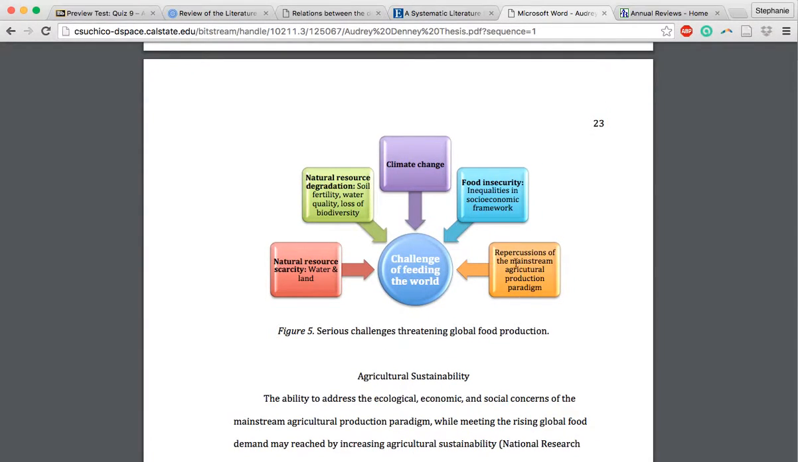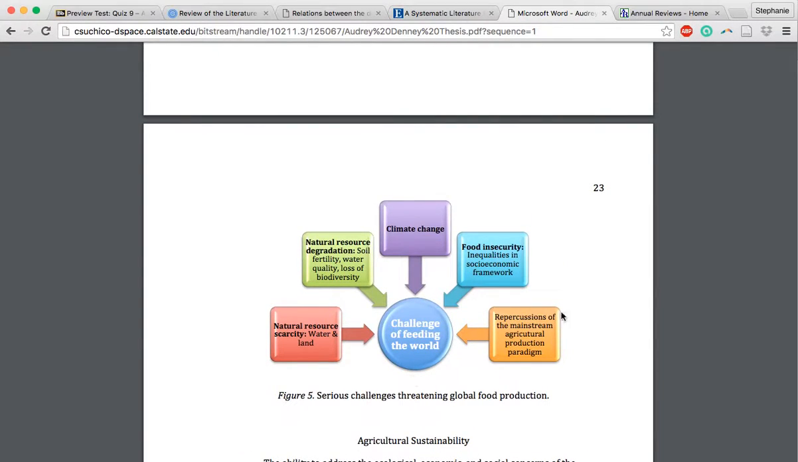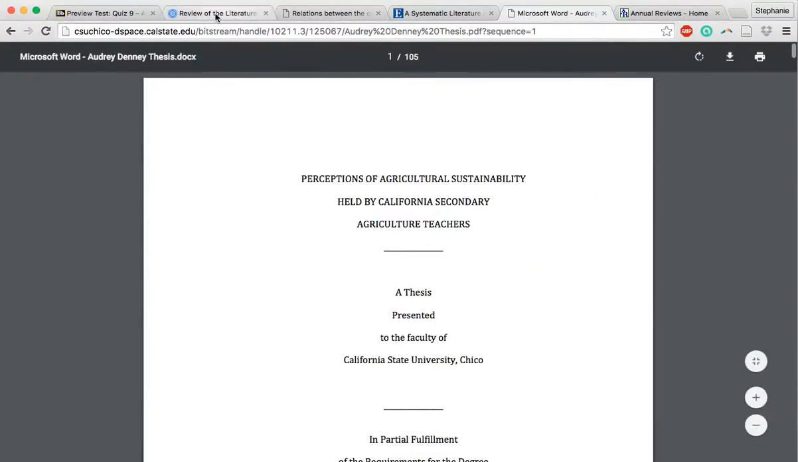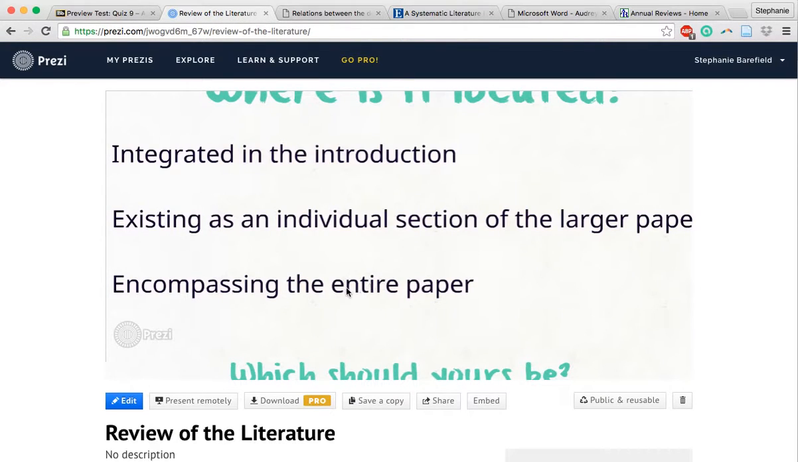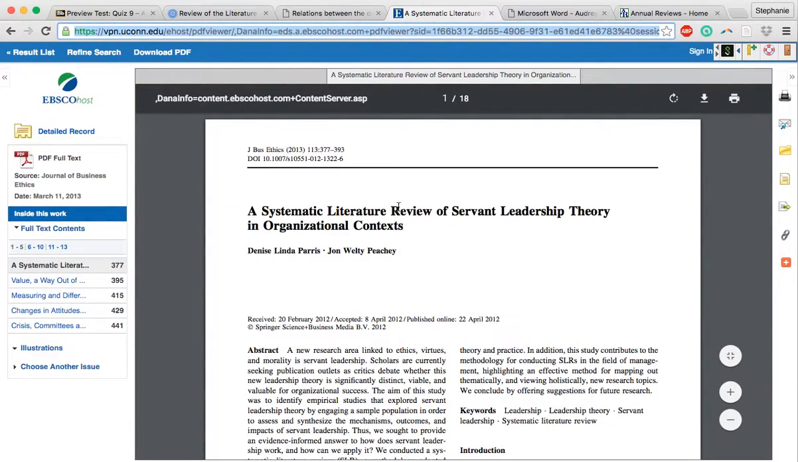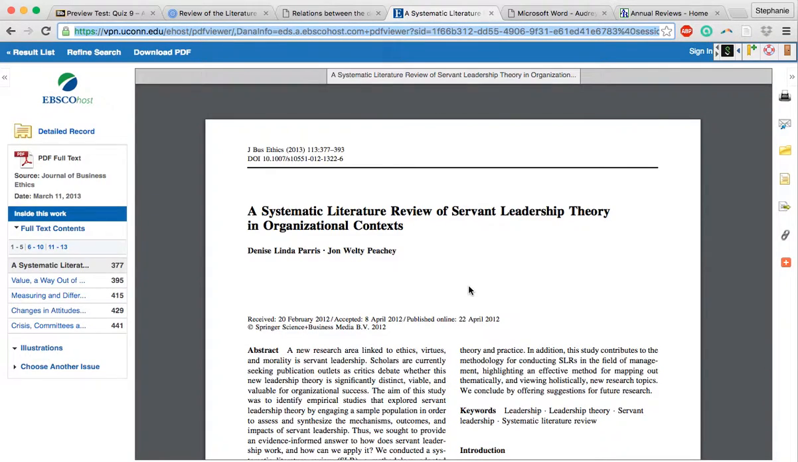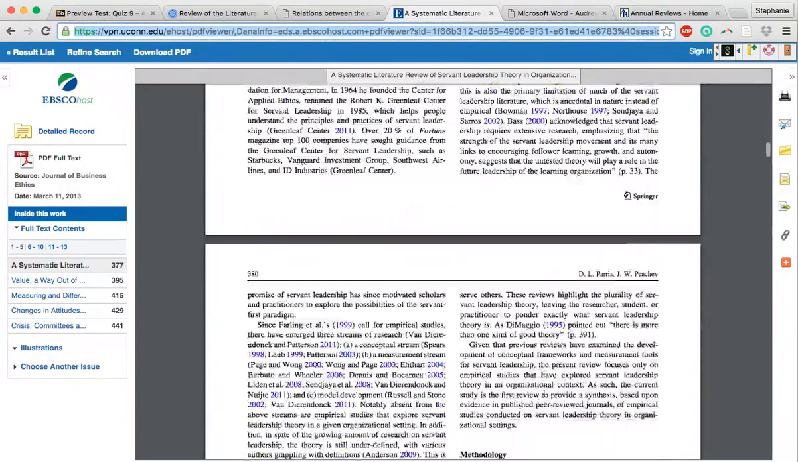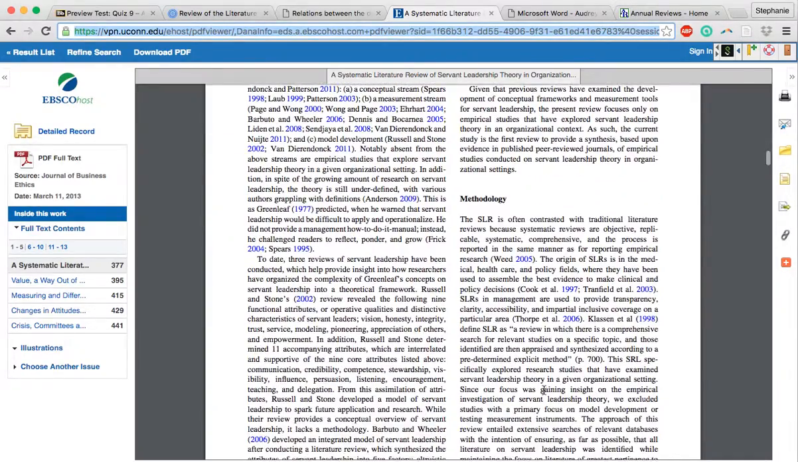Diagrams are always helpful. This is awesome. So this is actually like a mind map, right? And then they use the diagram to show how all of these issues are related, and that's excellent. Okay, so that's an example of the literature review being a separate section of the paper, and then encompassing the entire paper. So maybe the entire paper is a literature review. That means that the person didn't do their own research. The person is analyzing previous research and maybe coming to new conclusions about that research.